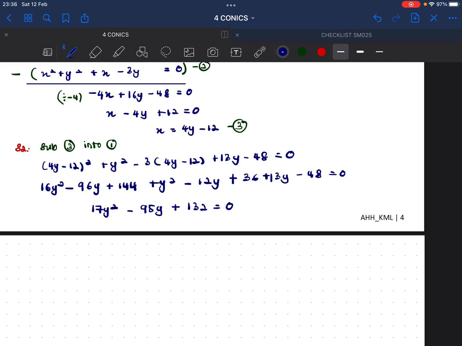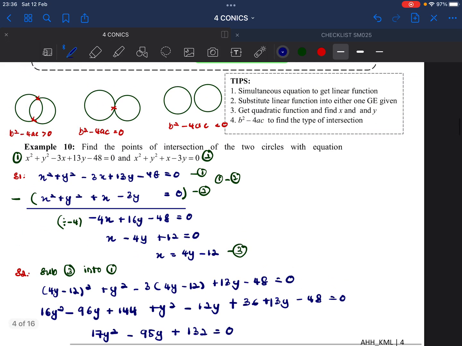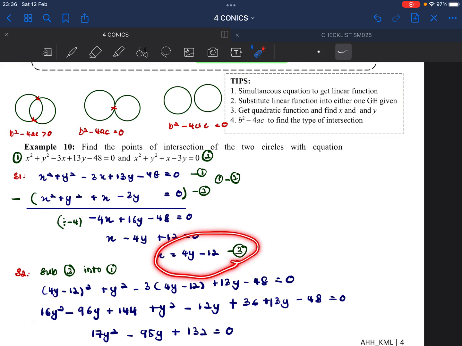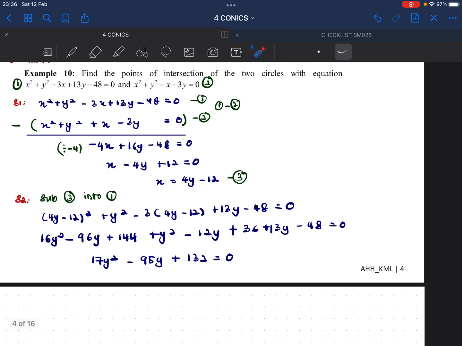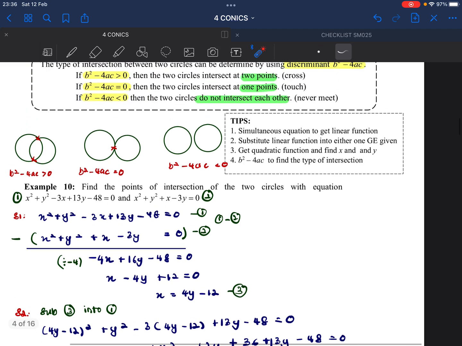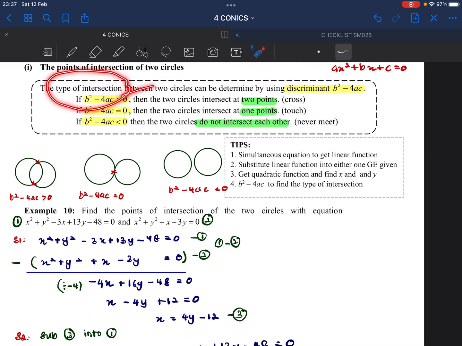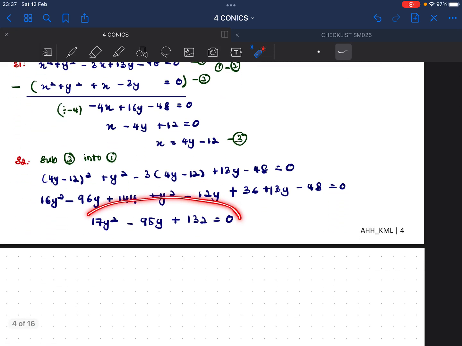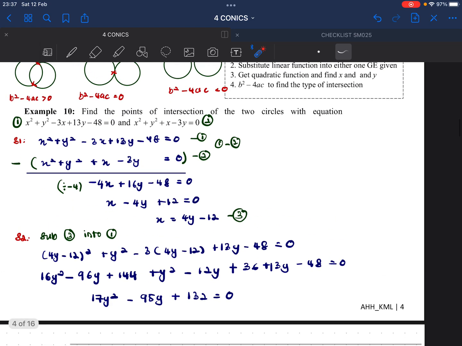Here we already have the quadratic equation. For step 2, whenever you substitute the linear equation, which is equation 3 that you get from the simultaneous equation, into either one of your circle equations, it will give us a quadratic equation. As I said before, if we want to find the type of intersection, we need the quadratic equation, so b square minus 4ac comes from here. But for this question, it doesn't say you have to determine the type of intersection. It literally asks for the point of intersection only.